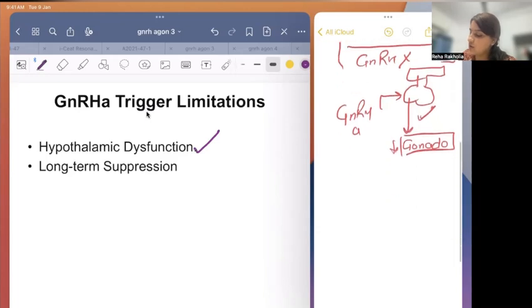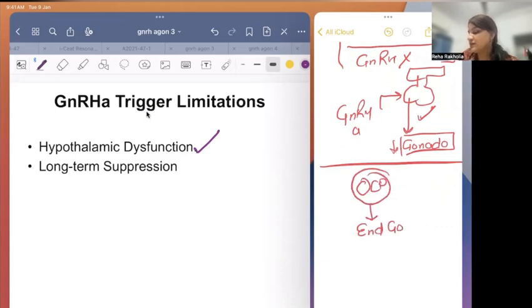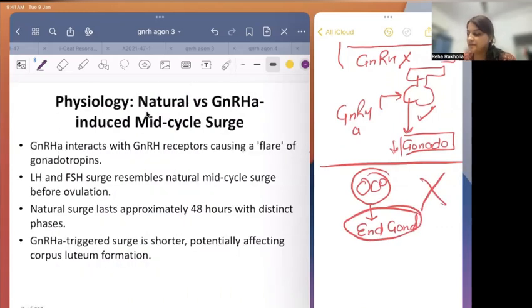And second is long-term suppression, like use of OCP. OCP causes long-term suppression, so in that case also endogenous gonadotropin is low. So in such patients also, we cannot use GnRH agonist trigger.